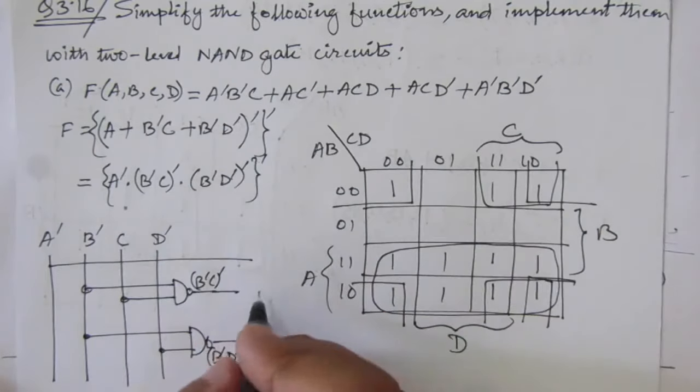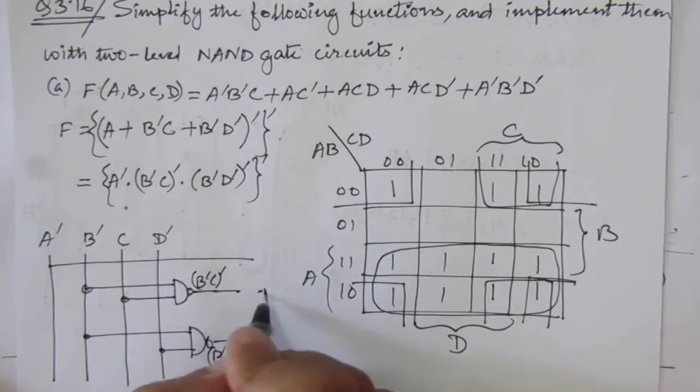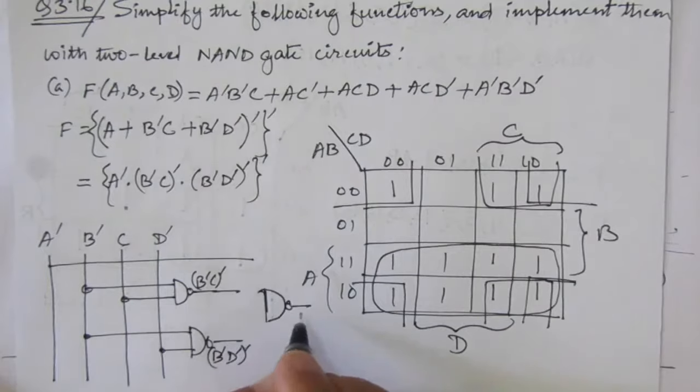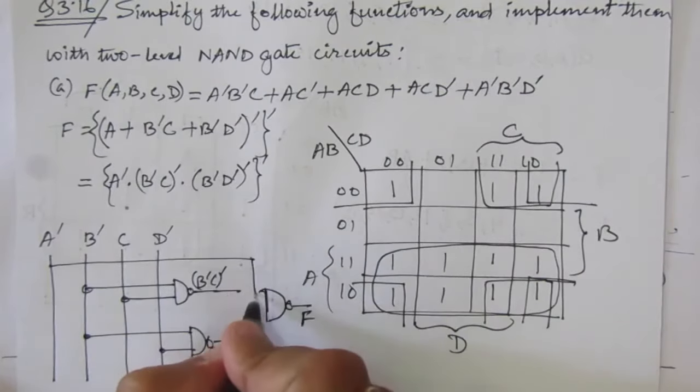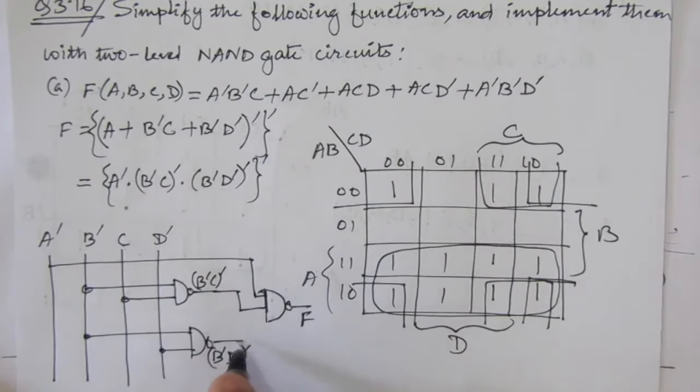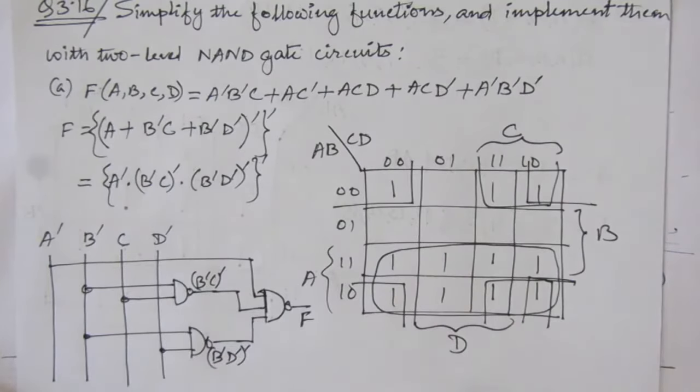Then we can use a 3 input NAND gate, and we'll get here the function F. So the input will be these 3. Okay, so this is the solution of the first part of the problem.